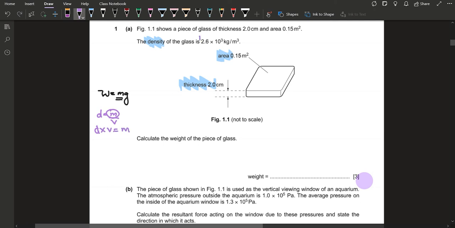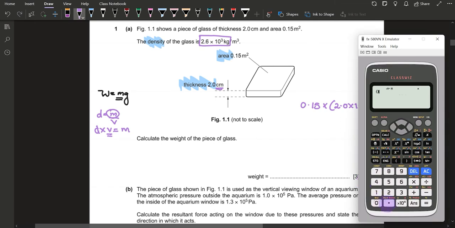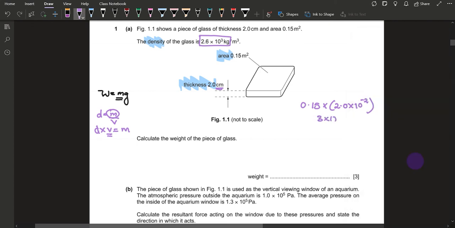We have the density, which is 2.6 × 10^3 kg per meter cubed. And we can find the volume by multiplying area and thickness. So we will have 0.15 × 2.0 × 10^-2, because we have to convert this into meters. This is in centimeters. So 0.15 × 2.0 × 10^-2 is going to give us our answer as 3 × 10^-3.